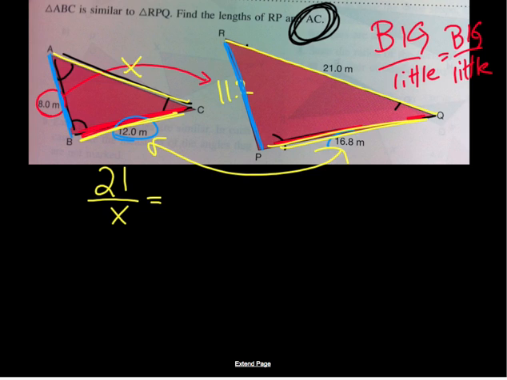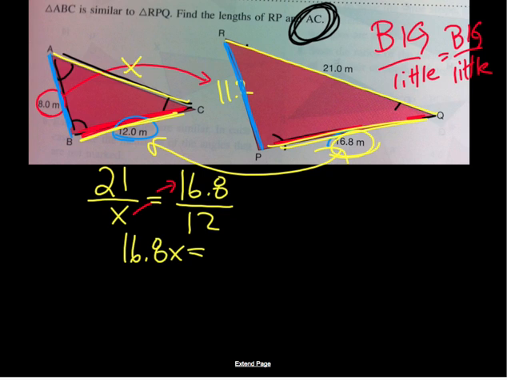So I'm going to go big, which is going to be 16.8. That's this one. It's the bigger triangle over the corresponding side of the small triangle. All right? So again, I'm going to cross multiply. I'm going to multiply X times 16.8, which is 16.8 times X. And then I'm going to multiply 12 times 21, which gives me an answer of 252. All right? So again, this step is absolutely necessary. So let's get in a habit of doing that now.